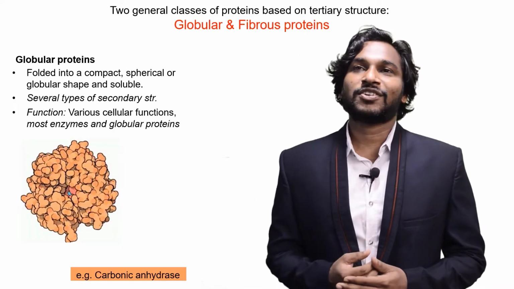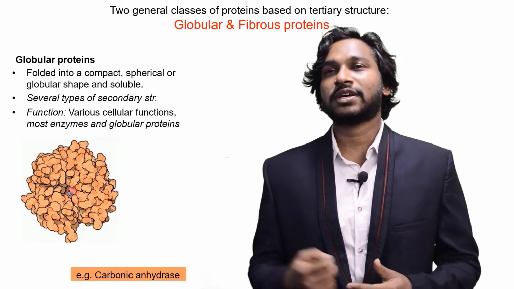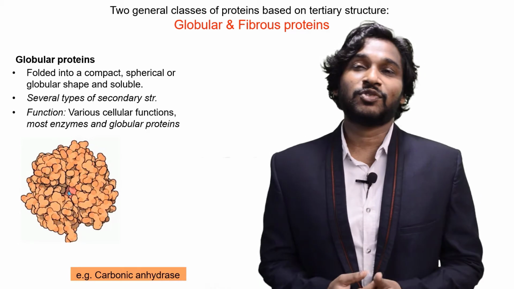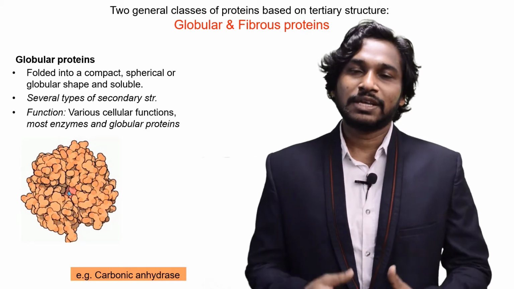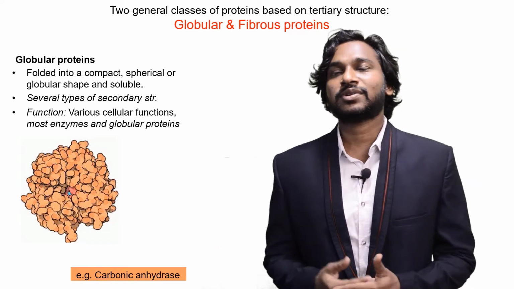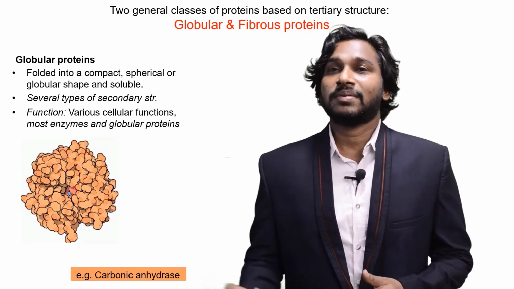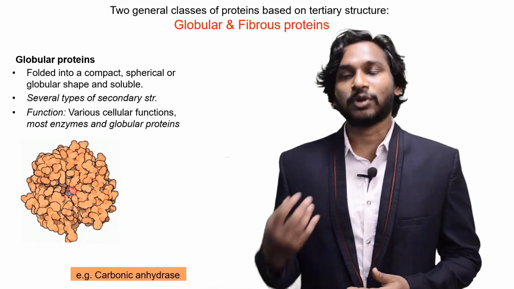There are two general classes of proteins based on the tertiary structure. The main important classifications of proteins are globular proteins and fibrous proteins. Globular proteins are folded into compact, spherical, globular shapes and are also soluble. There are several types of secondary structures which you can find in globular proteins. They maintain various cellular functions, and most enzymes are globular proteins.